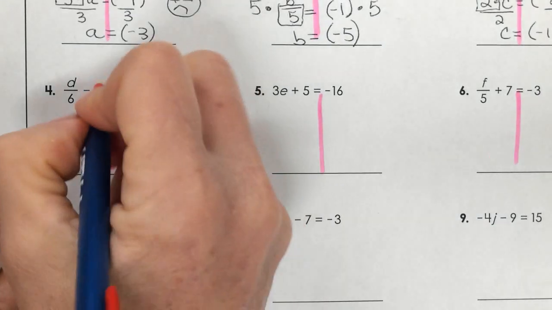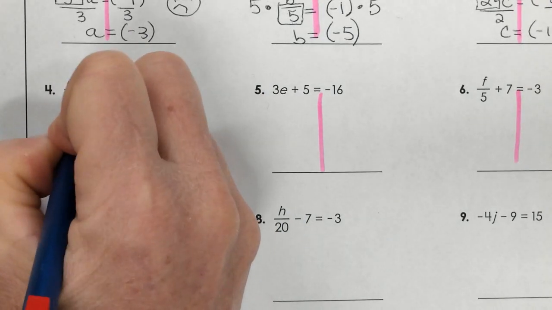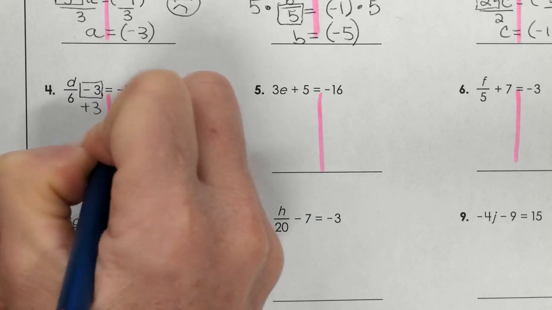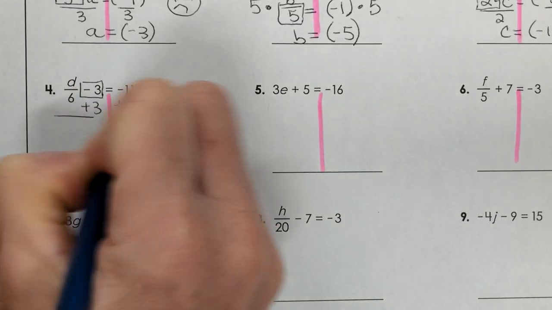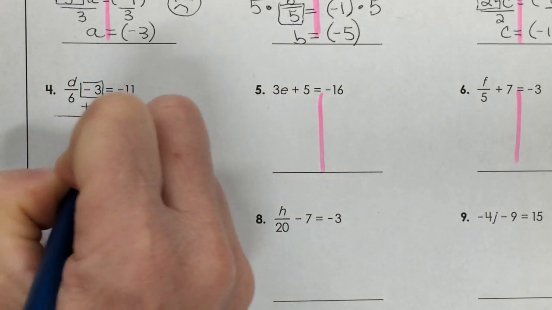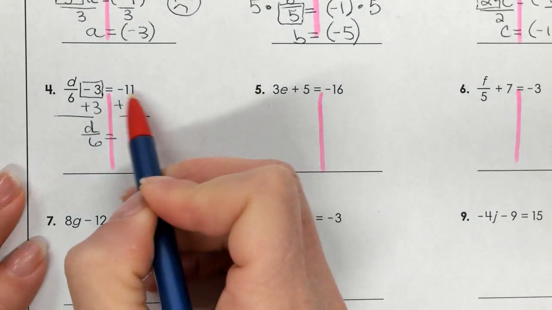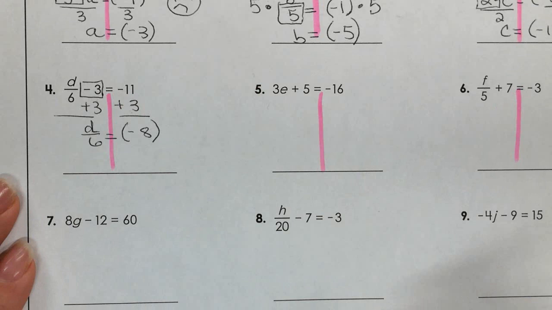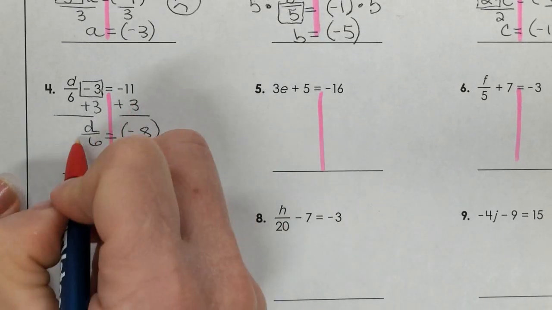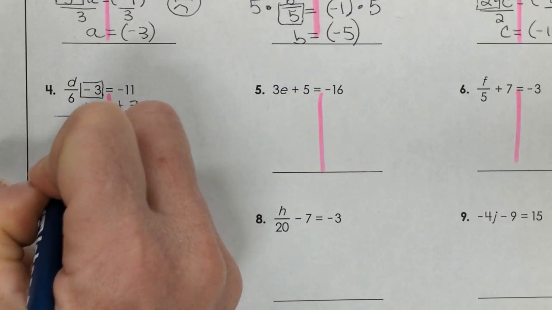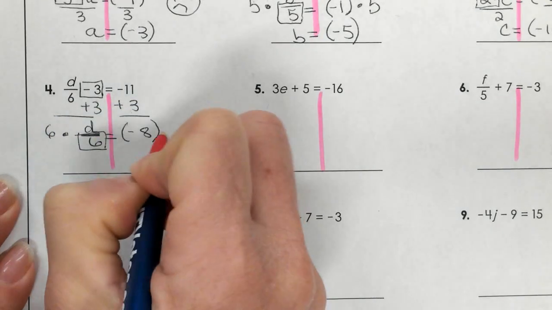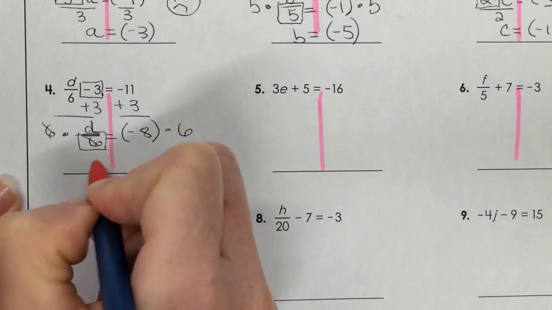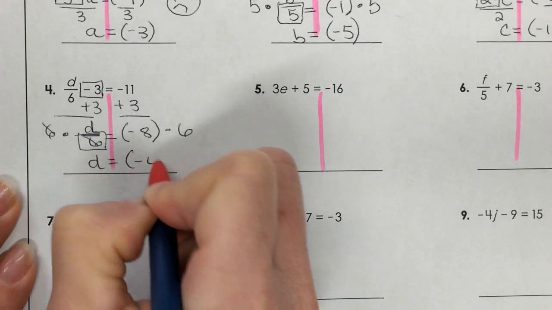Okay, for number 4, to get d alone, we'll start by undoing addition and subtraction. Here we've got minus 3, so I'll add 3 to both sides. That leaves d over 6 is equal to a positive plus a negative, subtract, and use the sign of the bigger number. To get rid of the divided by 6, we're going to multiply by 6 and repeat on the other side to keep it balanced. d is equal to negative 48.